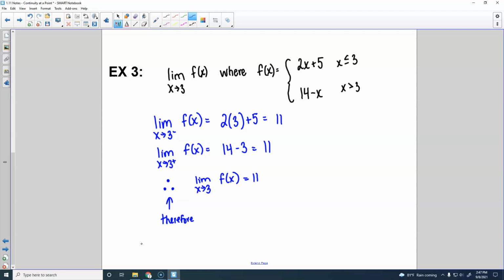And that's our answer. Yeah, and this is your conclusion. So therefore, the limit is 11. You could probably do this all in your head. You could plug in 3 in the bottom one, get 11, and say, oh yeah, those are equal, so the answer is 11. If it's a multiple choice question, you're welcome to do that.